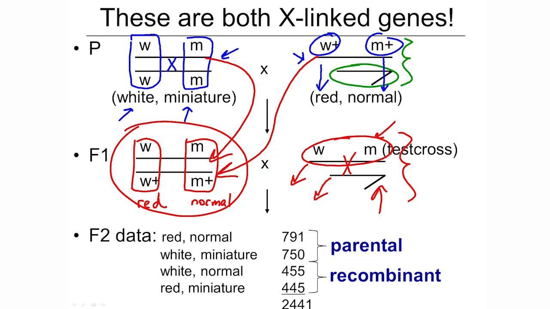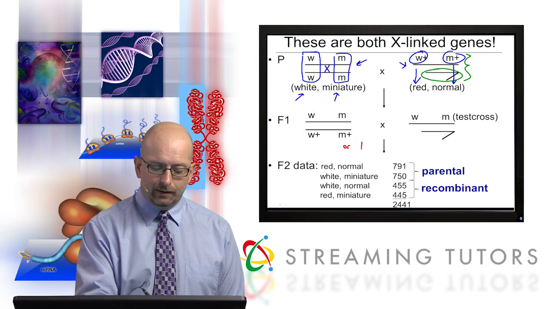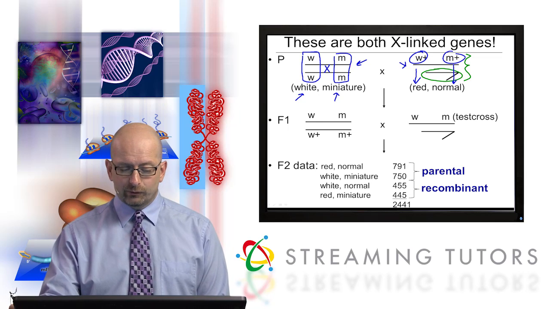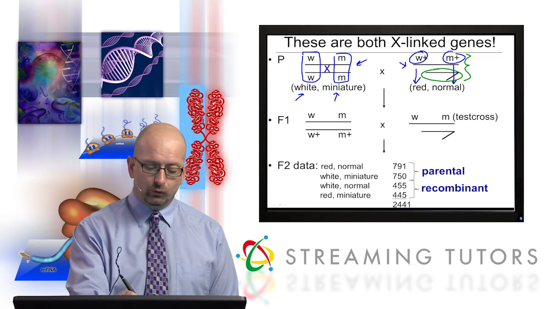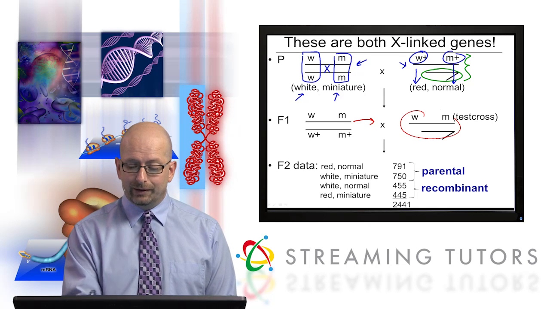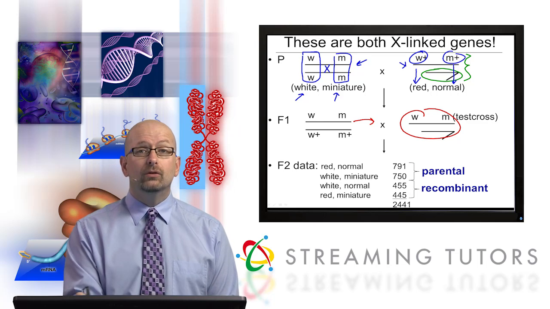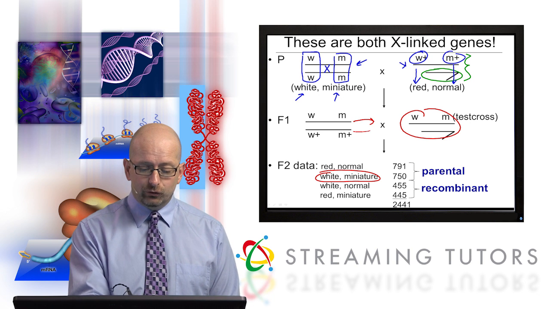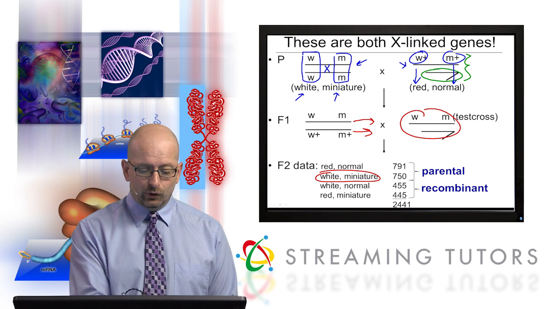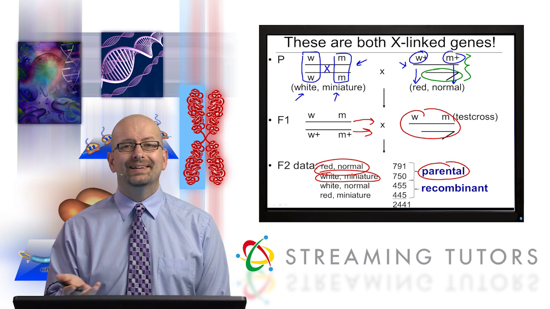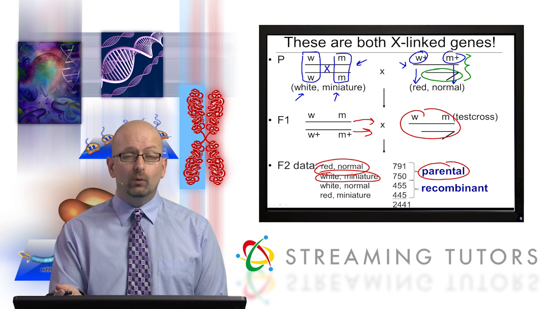What would happen? So let me erase just because this is getting a little busy. If we just did this cross and a crossover did not occur, all of the offspring would look parental, right? Because this entire chromosome would go into the offspring, and whichever one of these two that it mixed with, it really wouldn't matter. One set of the offspring would be white and miniature, right? And if this chromosome was the one that went, they would all look red and normal. And as you see over here, that's why we refer to those offspring as the parental types. They resemble one of the parents.